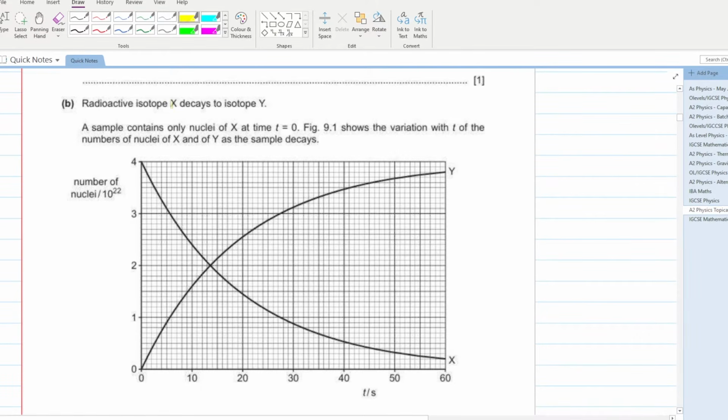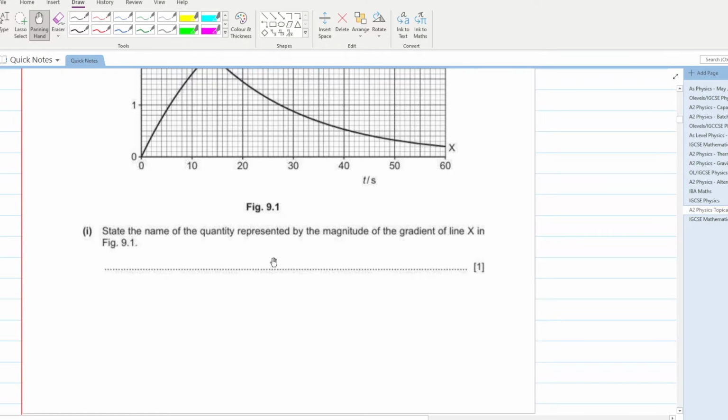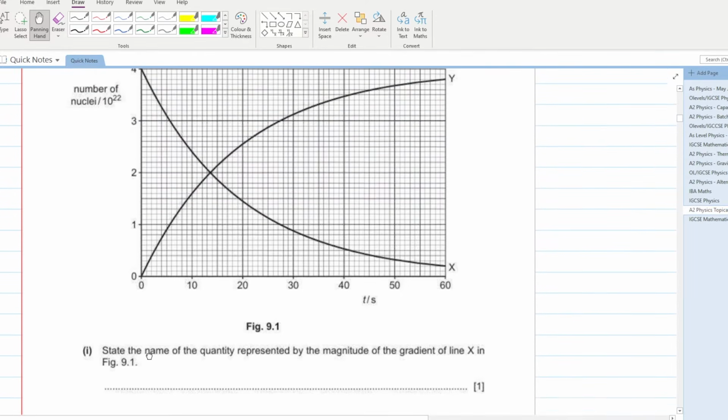Radioactive isotope X decays to isotope Y. Okay, so X is decaying to isotope Y. Simple as that. A sample contains only nuclei of X at time t equals 0. So at time t equals 0, this is your graph of X. At time t equals 0, you have only X. Figure 9.1 shows the variation with time t of the numbers of nuclei X and Y as the sample decays. So this graph is showing how X is decreasing as time increases and how Y is increasing as time increases. State the name of the quantity represented by the gradient of line X in figure 9.1.